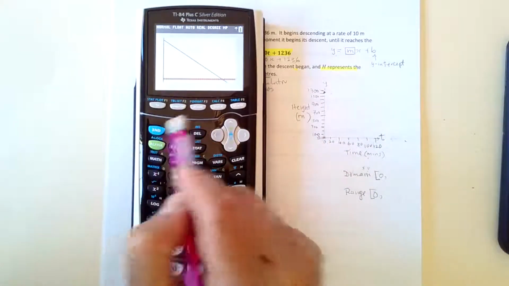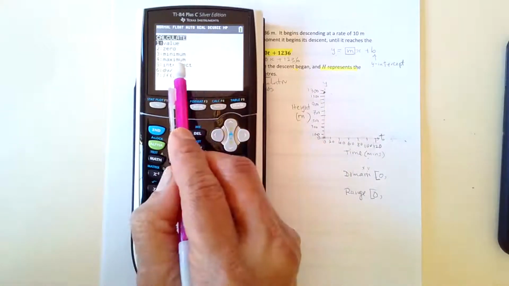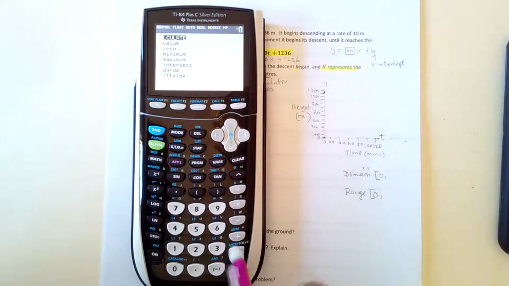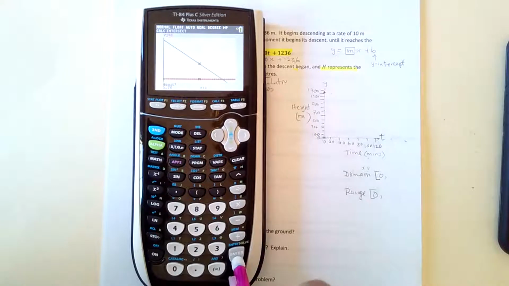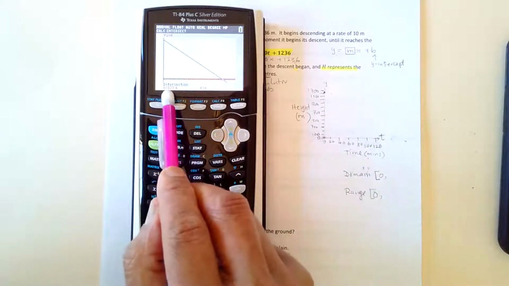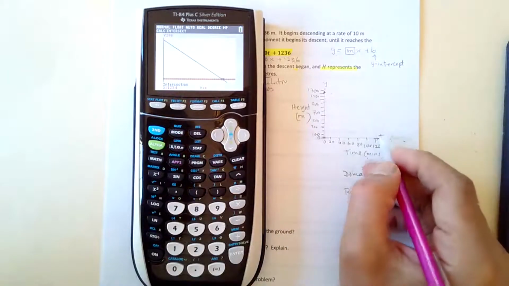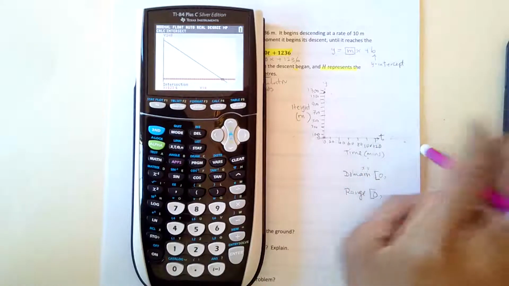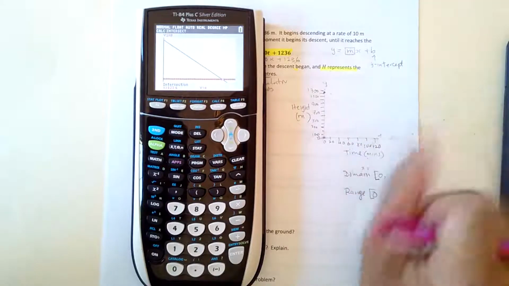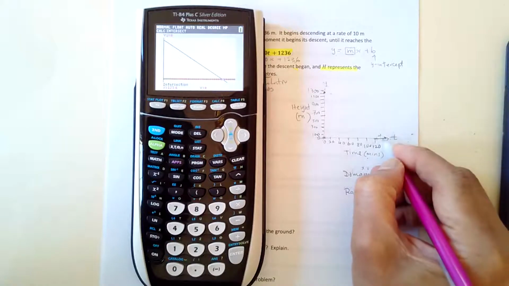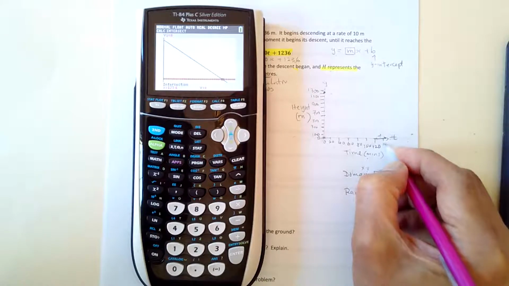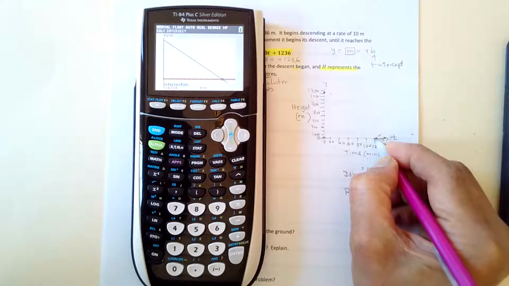Press second trace and go to number 5. Press enter. Now first curve, we press enter, enter, enter. So 123.6. So it will continue here. I'm going to extend this graph. That's my t. 140. So we're on here.